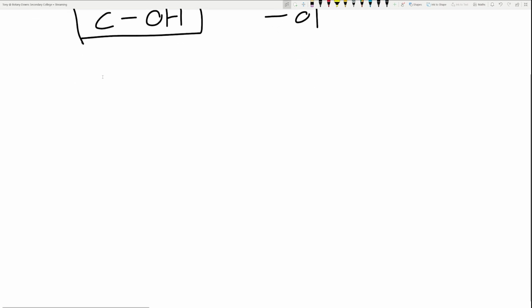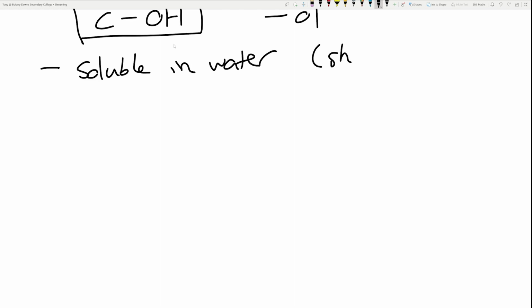So one thing to go through rather quickly: alcohols are soluble in water. So you can definitely dissolve them in water, assuming the chain is short. If you have an alcohol with 20 carbons, it's less soluble than an alcohol with 4 carbons, for example. So the more carbons there are, the less soluble it becomes. And it's normally colorless.